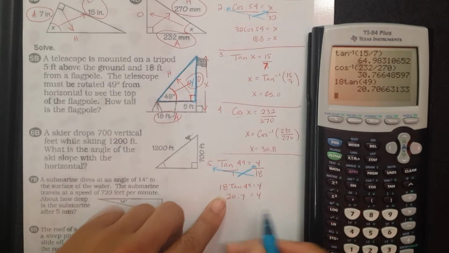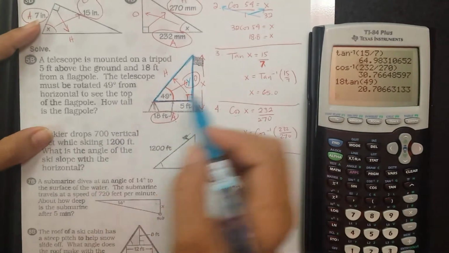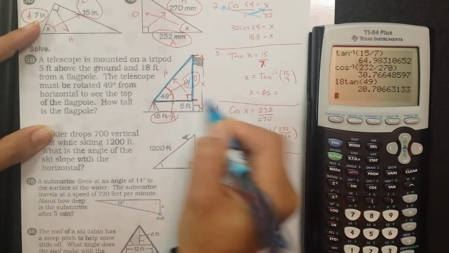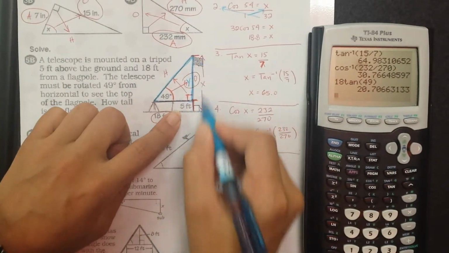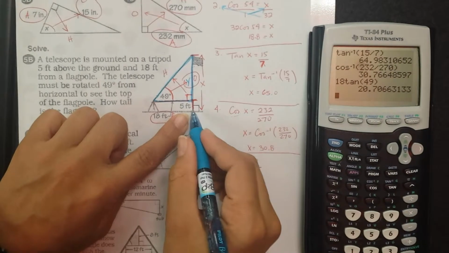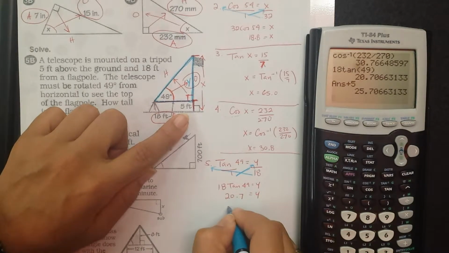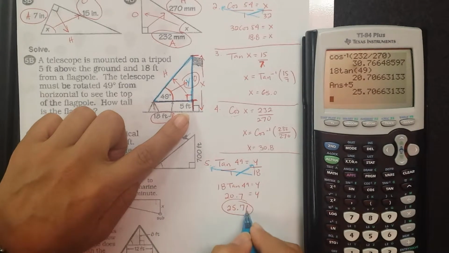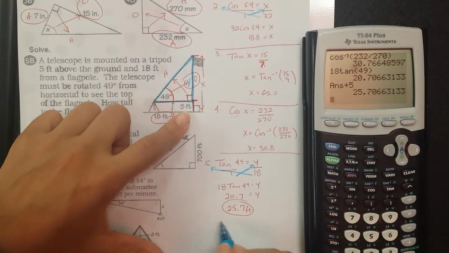Y is 20.7. Now, Y is 20.7, but how tall is the flagpole? The flagpole doesn't start in midair. This is what Y is. So I have to add this little 5 feet so I can know how tall it is. So how tall is the flagpole? It's 20.7 plus 5, which is 25.7. So the answer is 25.7 feet. All right, just make sure again that you find your answer at the bottom of the sheet of paper.